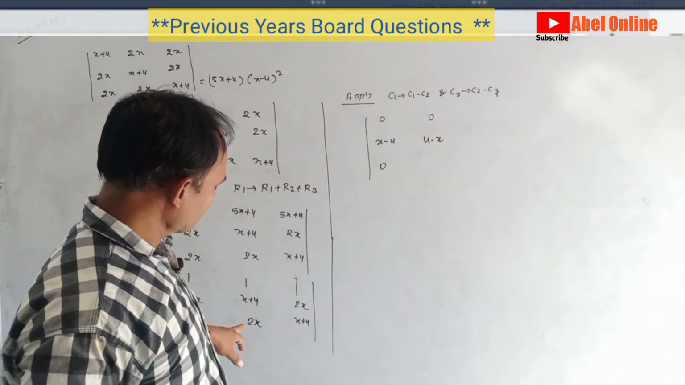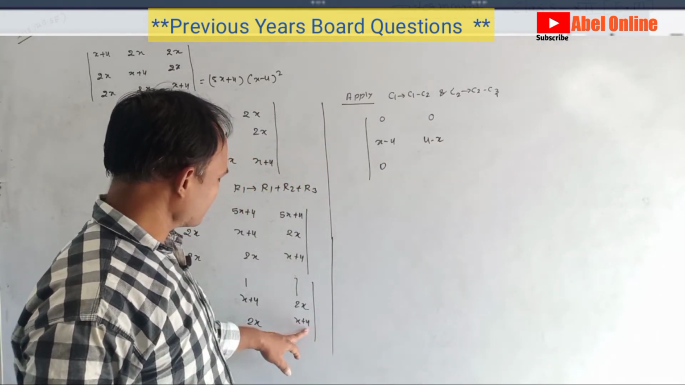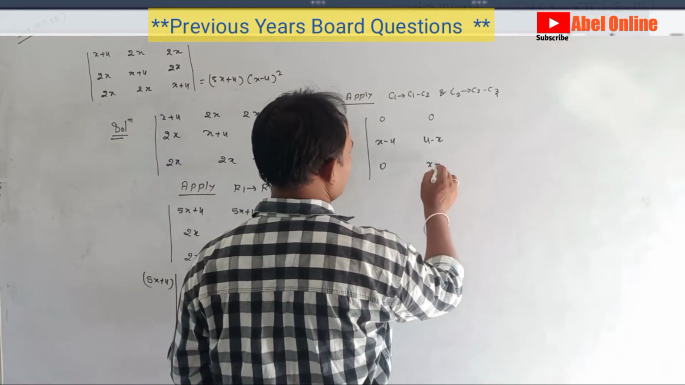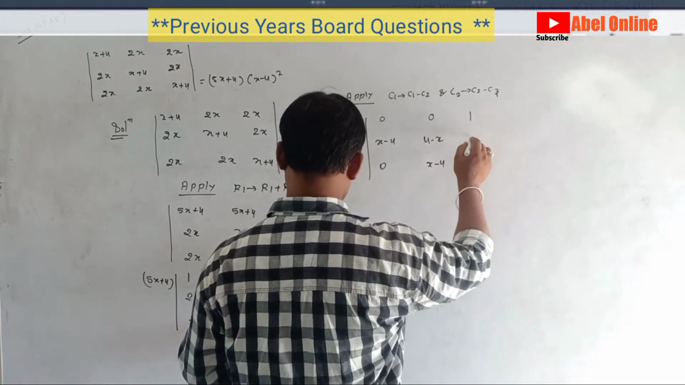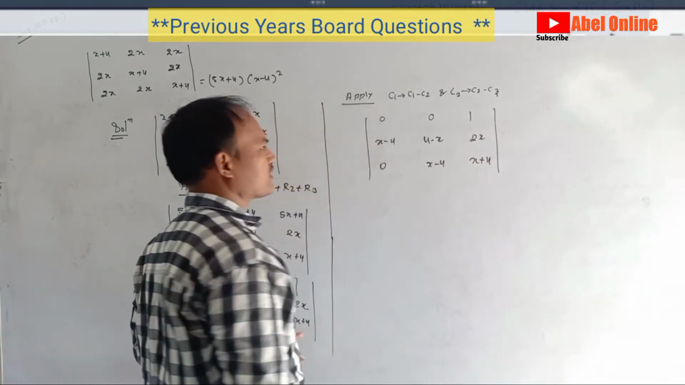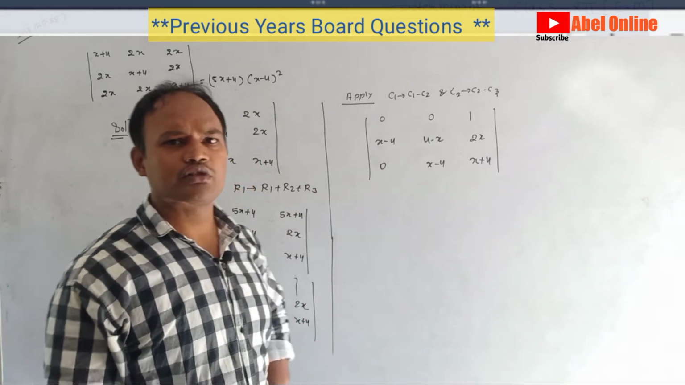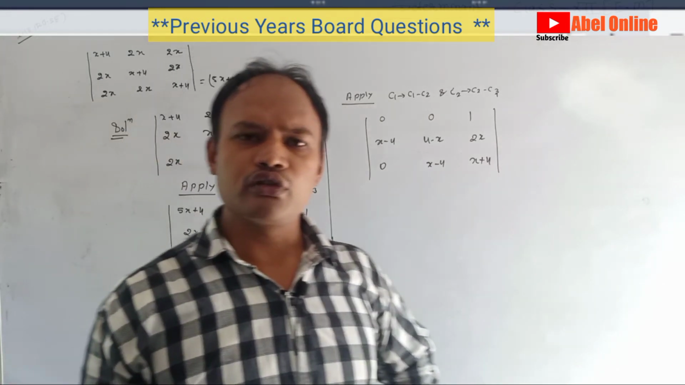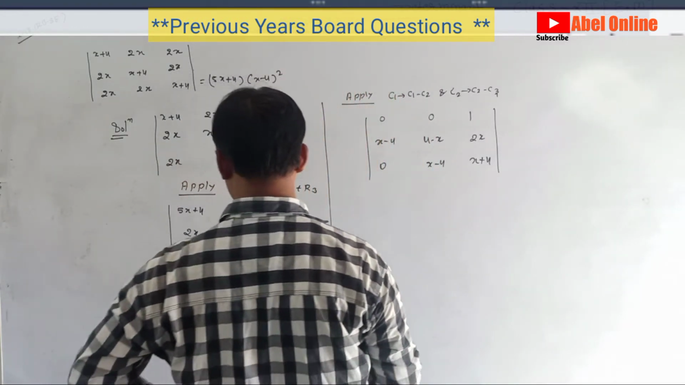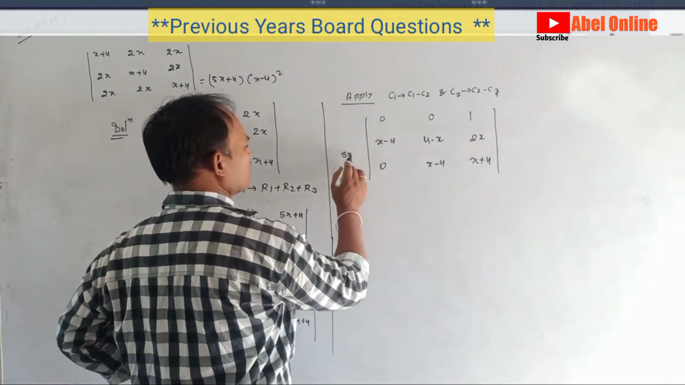Okay, now what is going to happen? Twice x minus minus 4. So we can say that it is x minus 4. So we can write here x minus 4, and the other element is twice of x and x plus 4, which is the same. And we are not going to change C3 because we are going to operate only on C1 and C2. So we are not going to operate on the C3. Okay, so these are the same values, and something is left.